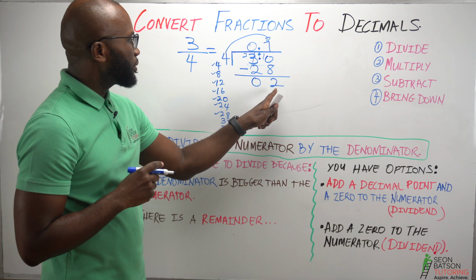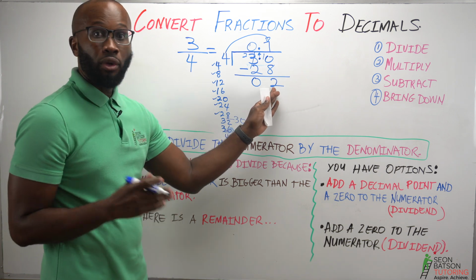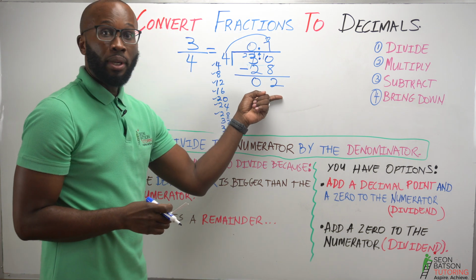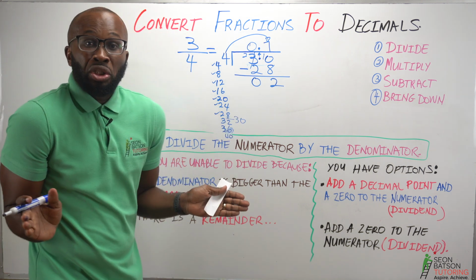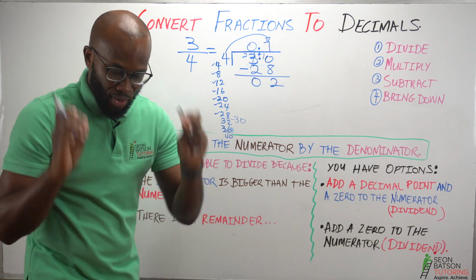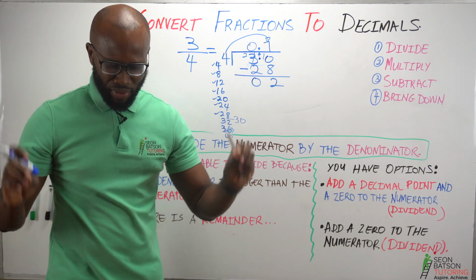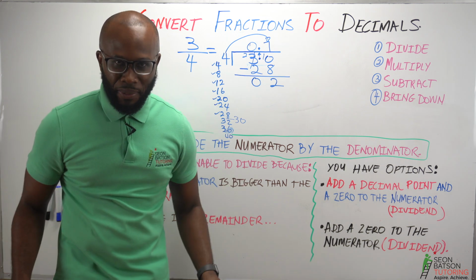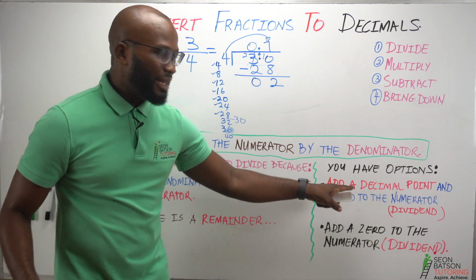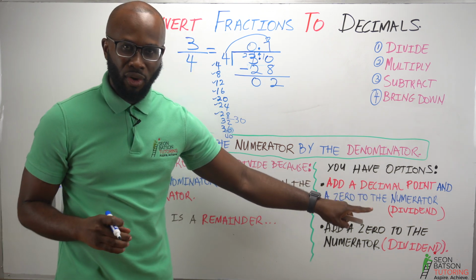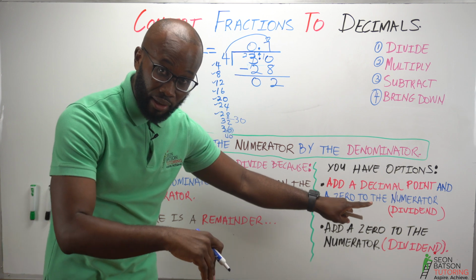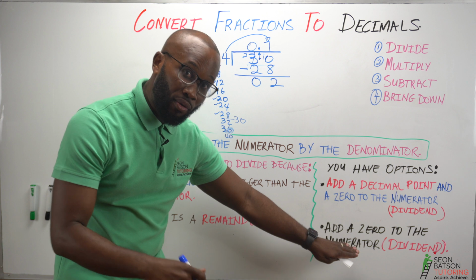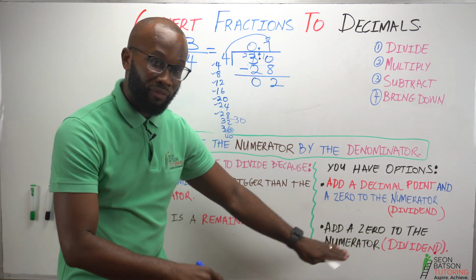So we have 2, which is our remainder, because we have no more numbers to bring down. So this 2 is our remainder. Oops, what should we do? Remember, our goal is to divide until the remainder is 0. So whenever there is a remainder, we have options. We can add a decimal point and a 0 to the numerator and continue dividing. If there's already a decimal point, we'll only add a 0 to the numerator and continue dividing.